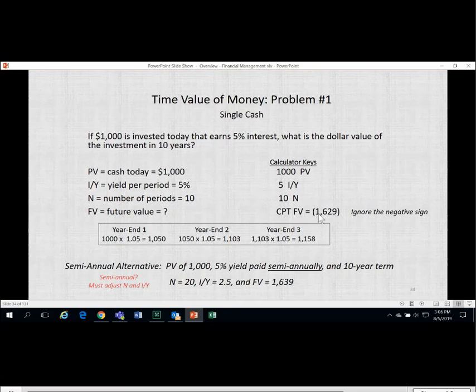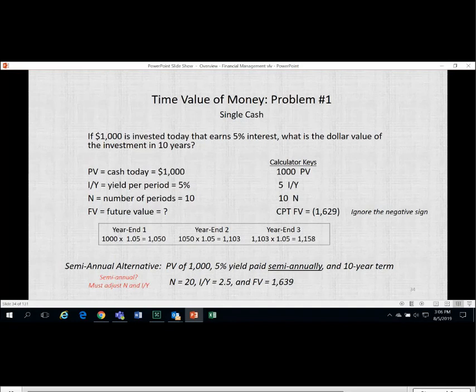We'll find the number that says 1,629. Now at this point, you might notice that you have a negative number on your calculator. Well, in this case, just ignore that negative sign. It's just due to the way the calculator is constructed. And later on, we'll get into why that is so.